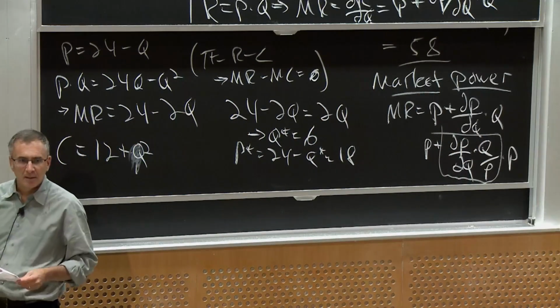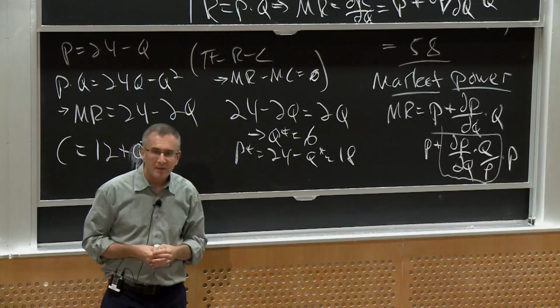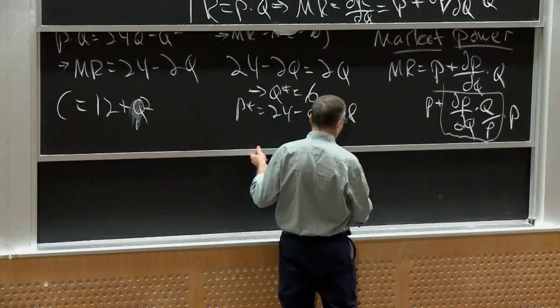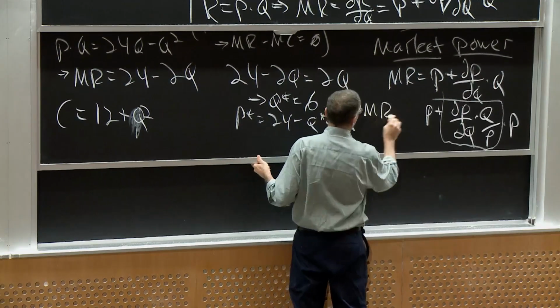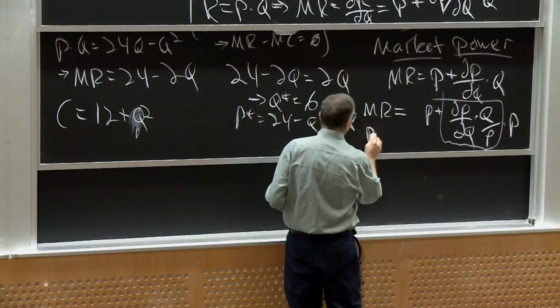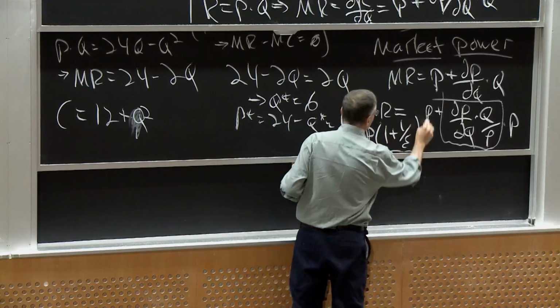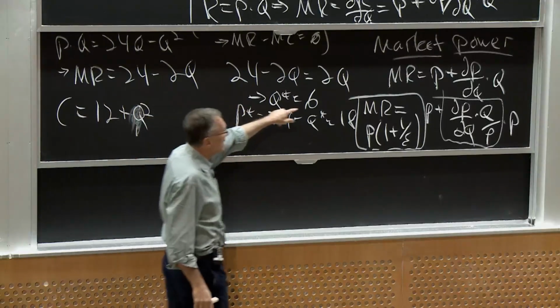Yeah. The elasticity of demand, but inverted. This is the inverse of price elasticity of demand. So I can rewrite marginal revenue as P times 1 plus 1 over the elasticity of demand. Okay? All I did, no trick here.